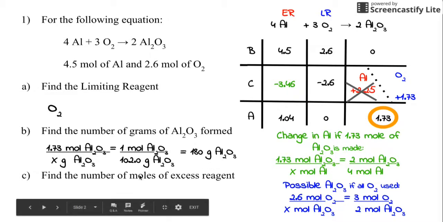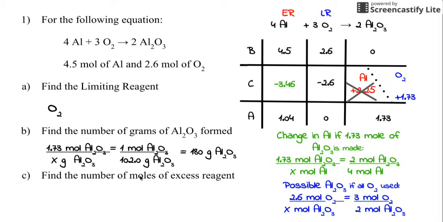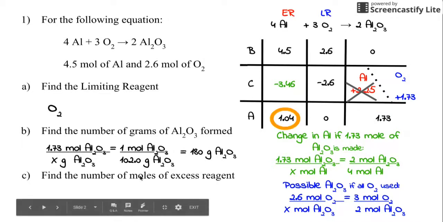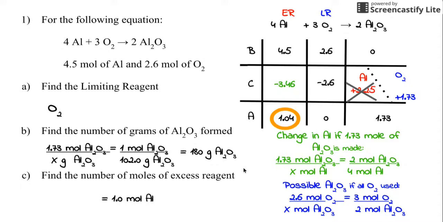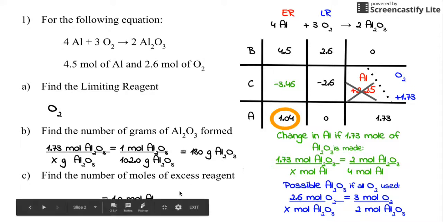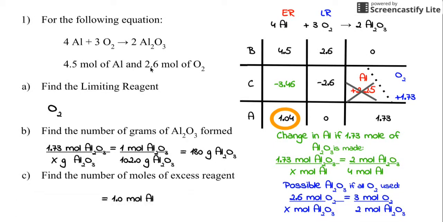Last part: find the number of moles of excess reagent. This one is easy. I just take my 1.04 moles from my data table above and put it down below. 1.0 moles of aluminum, because on this one I have to make sure I watch my sig figs. 180 has 2 sig figs, and 1.0 has 2 sig figs, all coming from my 2 sig figs up above.